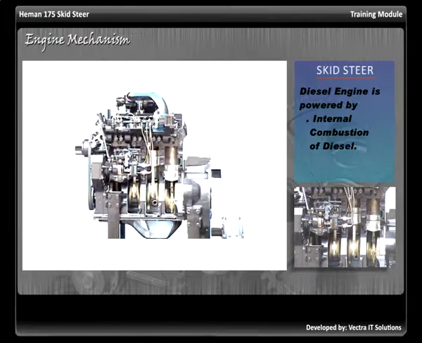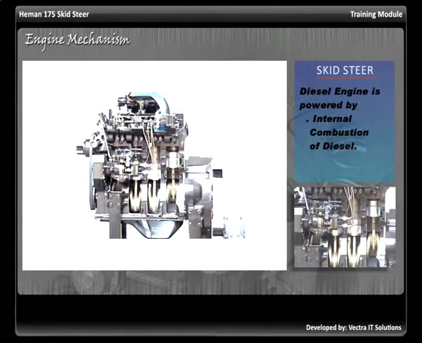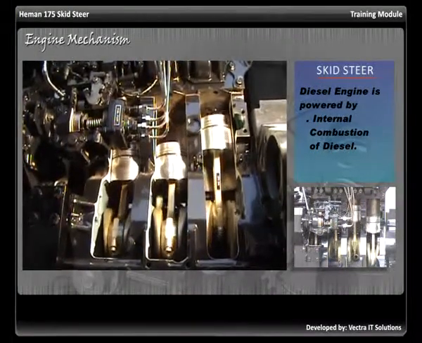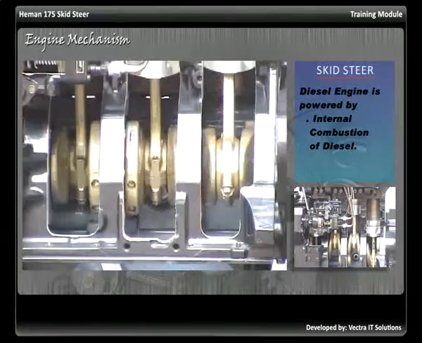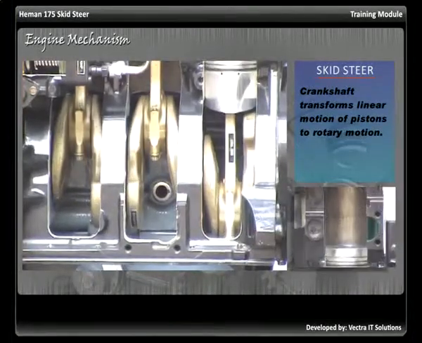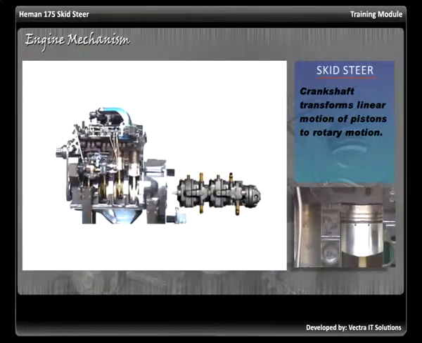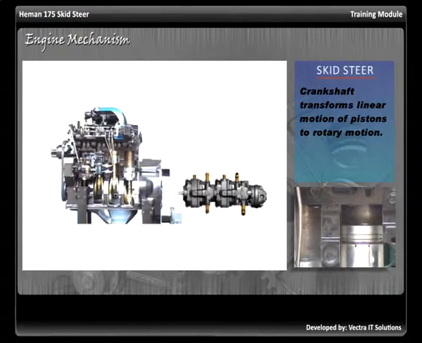This mechanical energy moves pistons up and down inside cylinders. The pistons are connected to a crankshaft, and the up and down motion of the pistons, known as linear motion, creates the rotary motion needed to turn the shaft of the hydrostatic pump.